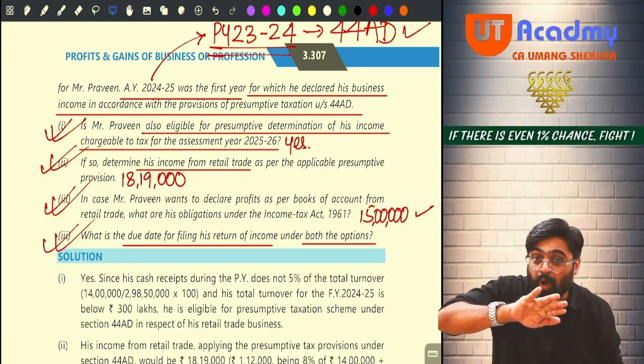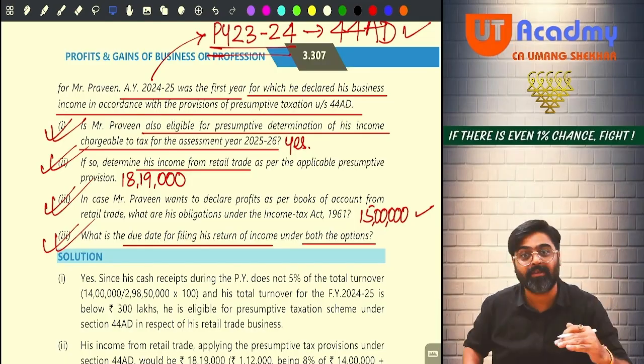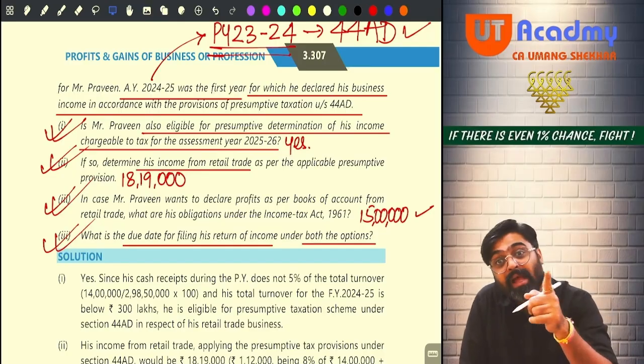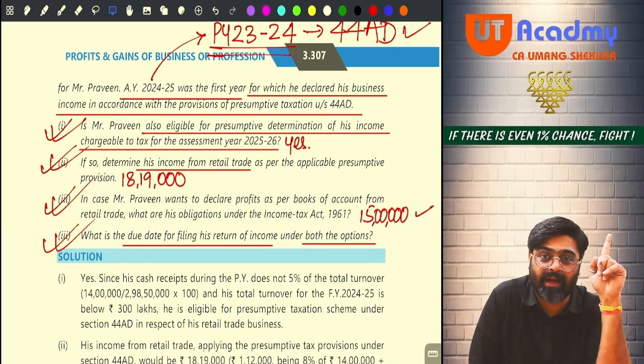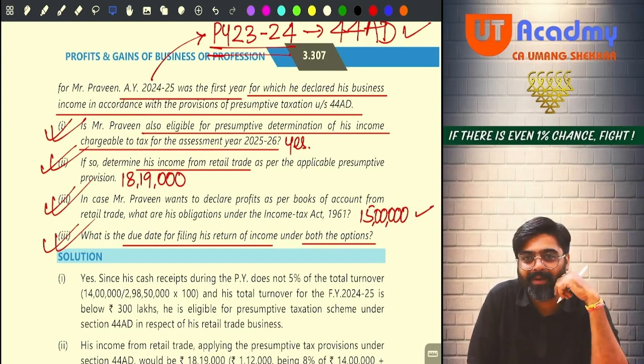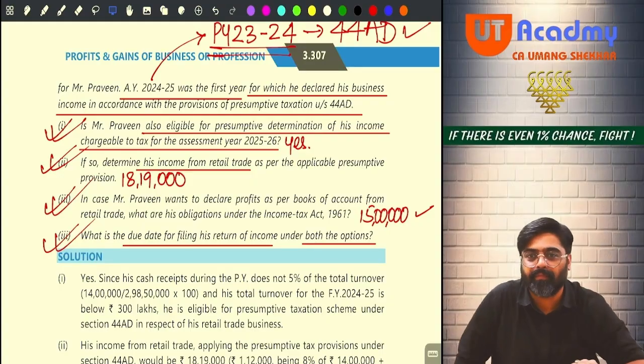But if he is not showing this 18 lakh 19,000, he is showing less, then he will have to compulsorily maintain the books, get them audited, meaning he is covered by tax audit provisions. And now the due date of filing his ROI will not be 31st July, it will be 31st October. Superb question. This gives you the entire idea of 44AD. Got it, sir? Should we move?